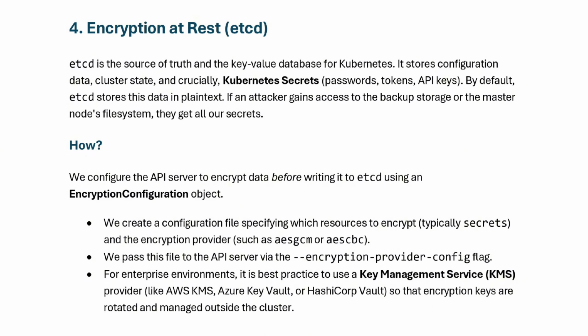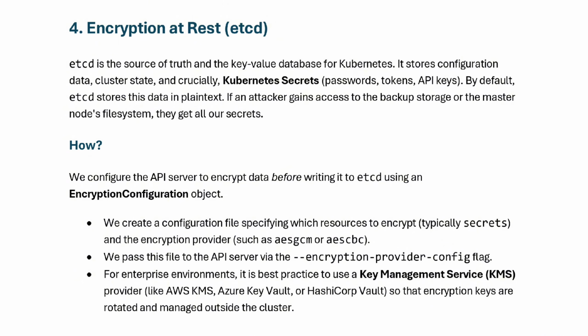So we know that the Kubernetes architecture has certain components, and one of them is etcd, which is like the database that stores key-value data. It stores configuration data, cluster state, and crucially Kubernetes secrets, that is passwords, tokens, API keys, all those data as well. By default, the data stored in etcd is in plain text. So if an attacker gains access to etcd, the hacker can easily read the passwords in plain text and eventually get the secrets or API key information.